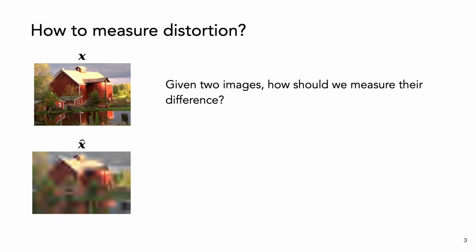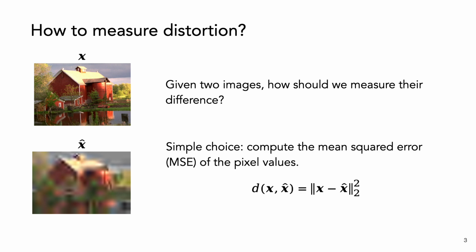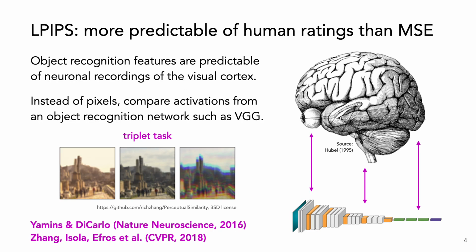To measure the difference between the original and reconstructed images, we can choose different distortion metrics. A simple choice is MSE, the mean squared error between pixel values. However, this choice does not align well with human notions of differences between images. It has been observed that neural network features from object recognition networks such as VGG correlate with recordings of neurons in the visual cortex.